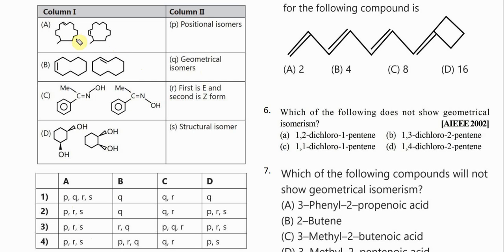Now let's look at this one. The double bond relative to the methyl group is different, correct? Double bond is here, methyl is here. So A is definitely a positional isomer. Take B. In B, both compounds look the same, the ring is the same, but this is cis because hydrogen is here, hydrogen is here. Here hydrogen is here, hydrogen is here, so this is trans. So this is a geometrical isomer. So B is Q. So Q is here, Q is here, Q is here, Q is here.